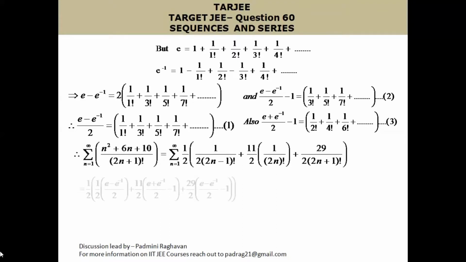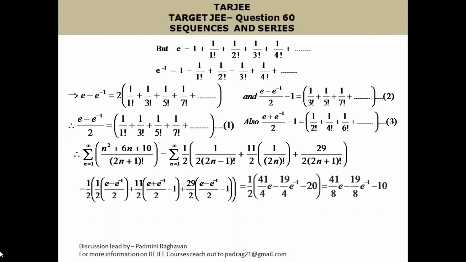So we have a half outside. My first term will be 1 by 1 factorial plus 1 by 3 factorial plus 1 by 5 factorial, etc. So it is nothing but (e minus e power minus 1) by 2 with a half outside. The second series is 1 by 2 factorial plus 1 by 4 factorial, etc., with 11 by 2 outside, which is 11 by 2 into ((e plus e power minus 1) by 2 minus 1). The third series is 29 by 2 into (1 by 3 factorial plus 1 by 5 factorial, etc.), which is (e minus e power minus 1) by 2 minus 1.